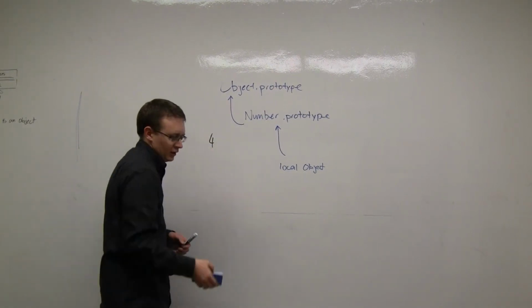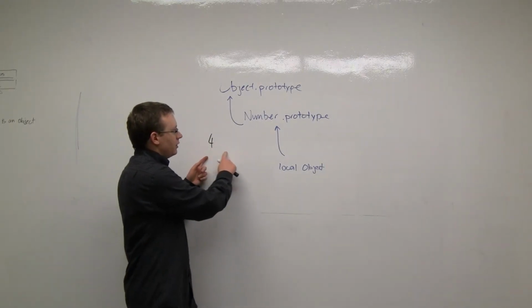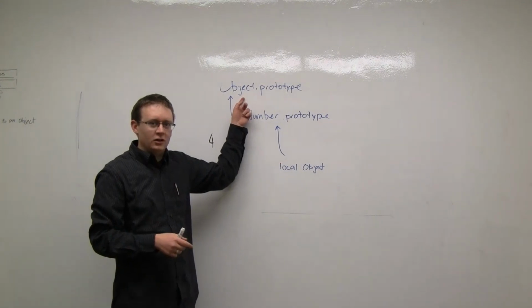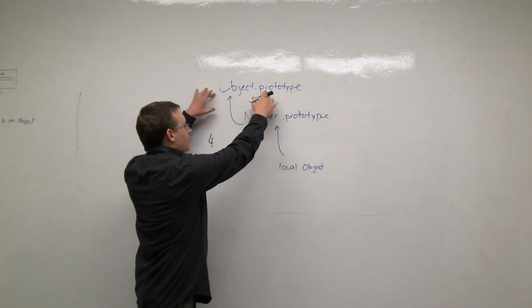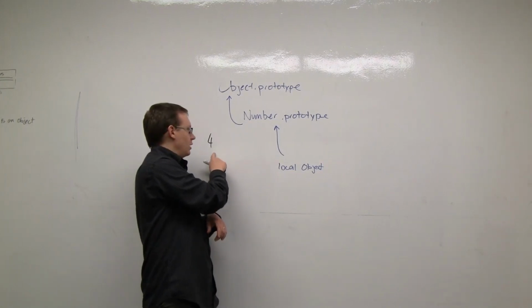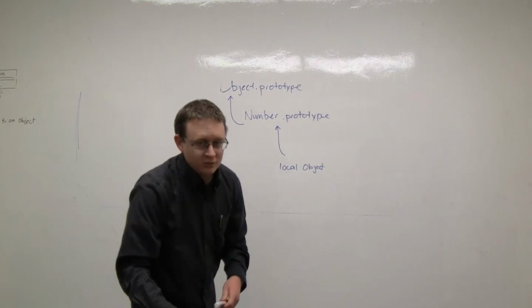You can think of prototypes as cookie cutters. This 4 was stamped out of the number cookie cutter. Correct. And the number was stamped out of the object cookie cutter. So anything that the object has and the number has gets pushed down onto your instance of the object. And this is how inheritance works in JavaScript.